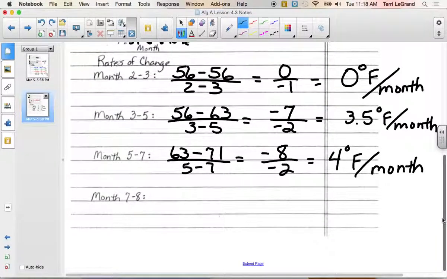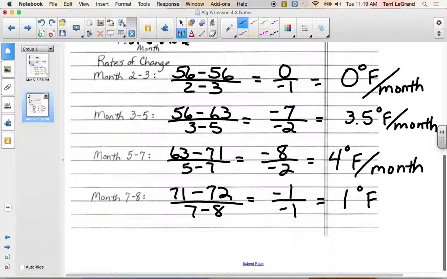And then our last rate of change for our last line segment. We start with a 71 degree temperature in month 7, and month 8 it is 72. 7 take away 8 downstairs. 71 take away 72, -1. 7 take away 8, -1. -1 divided by itself, 1. Anything divided by itself is 1, except 0 can't be divided by itself. And that's 1 degree Fahrenheit per month.